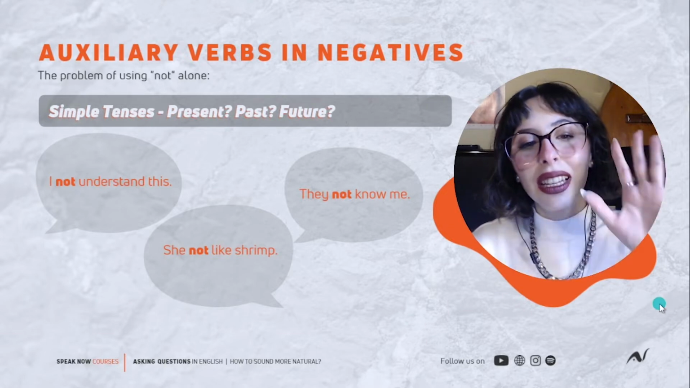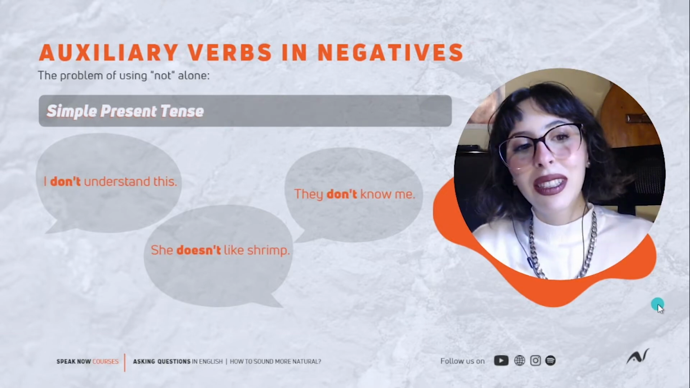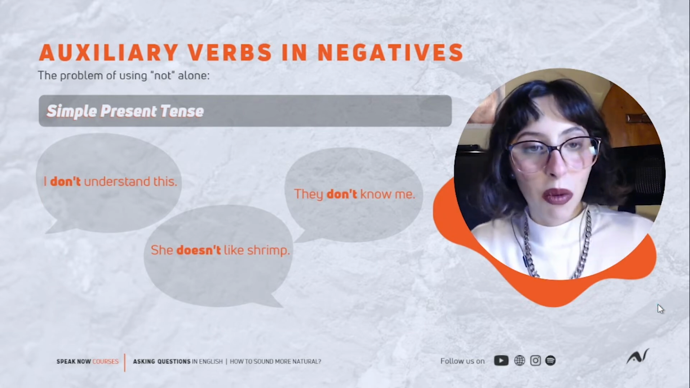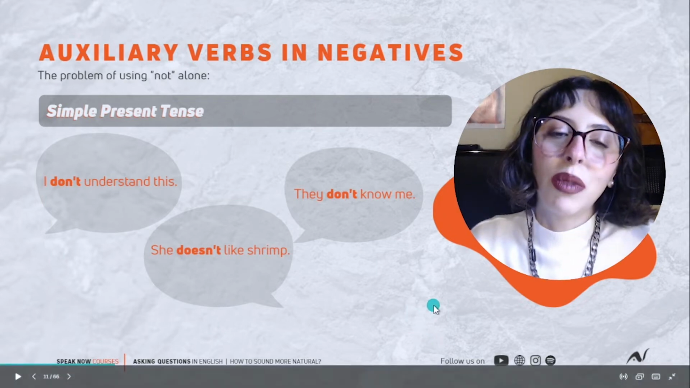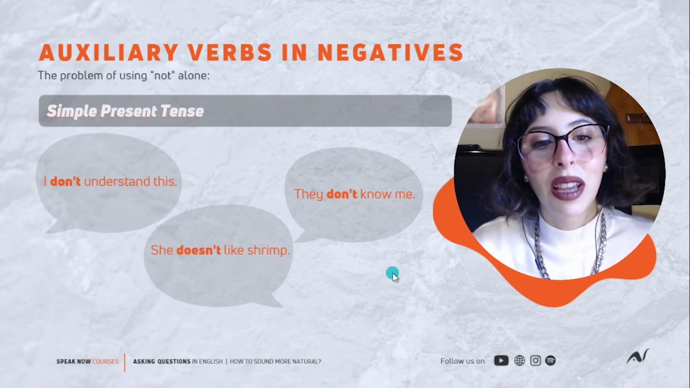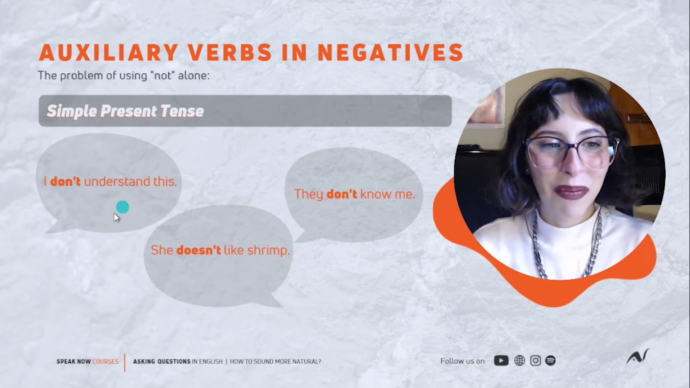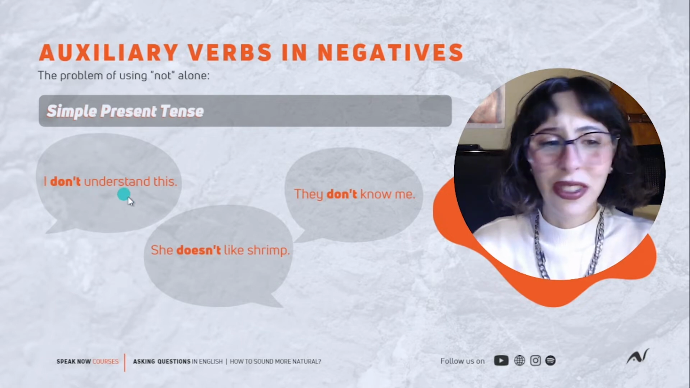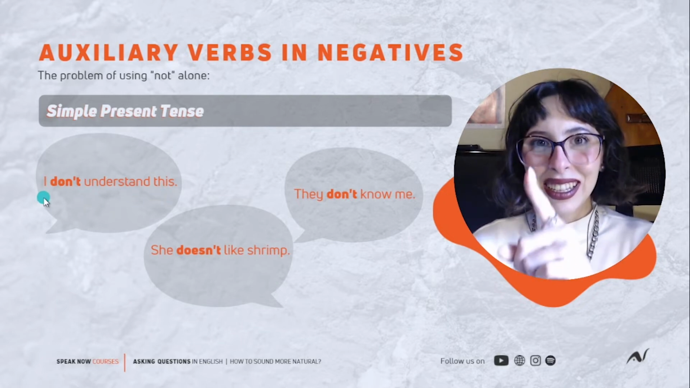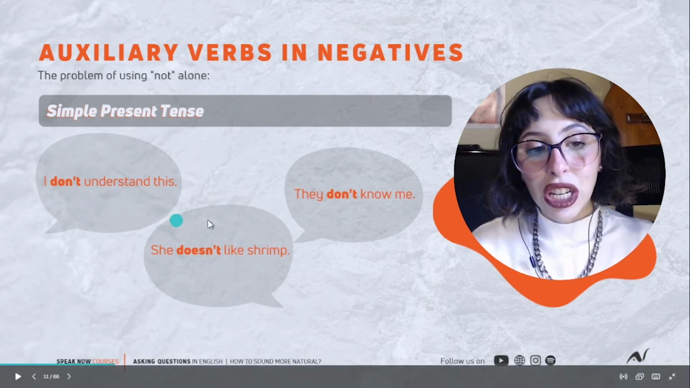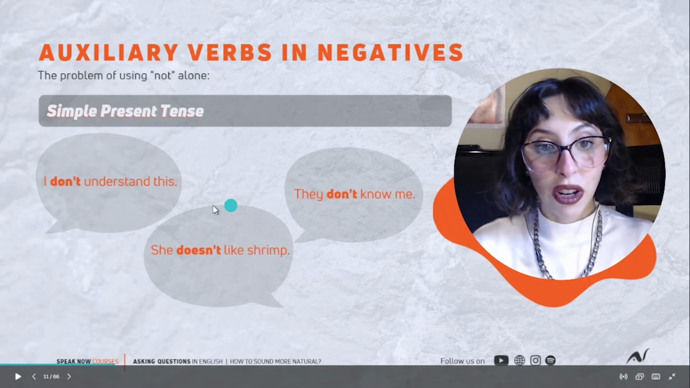So if it is simple tense, and if it is present simple, if it is simple present tense, the auxiliary verb is do. And let's see how the examples become correct. These ones I would like you to repeat after me. Please repeat. I don't understand this. She doesn't like shrimp. Your turn.